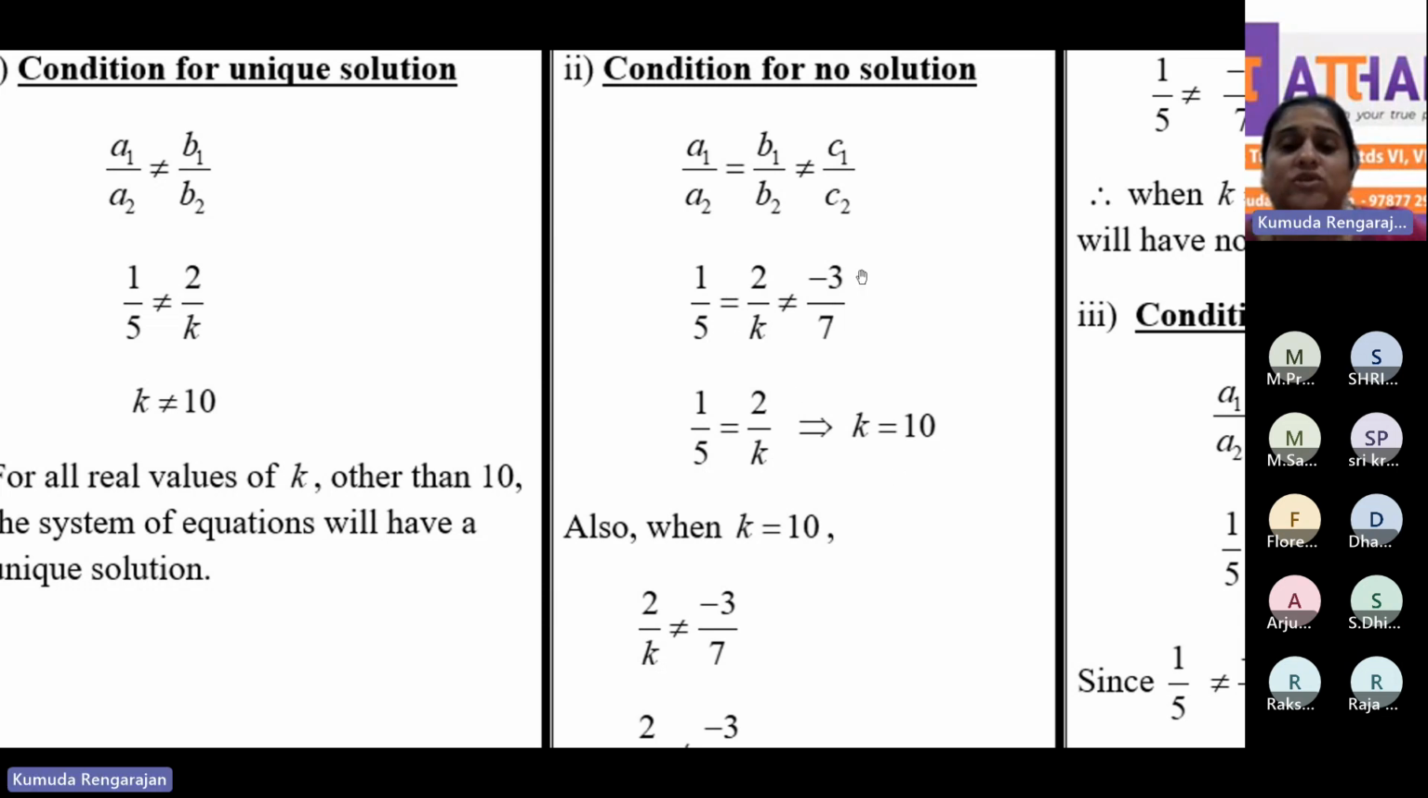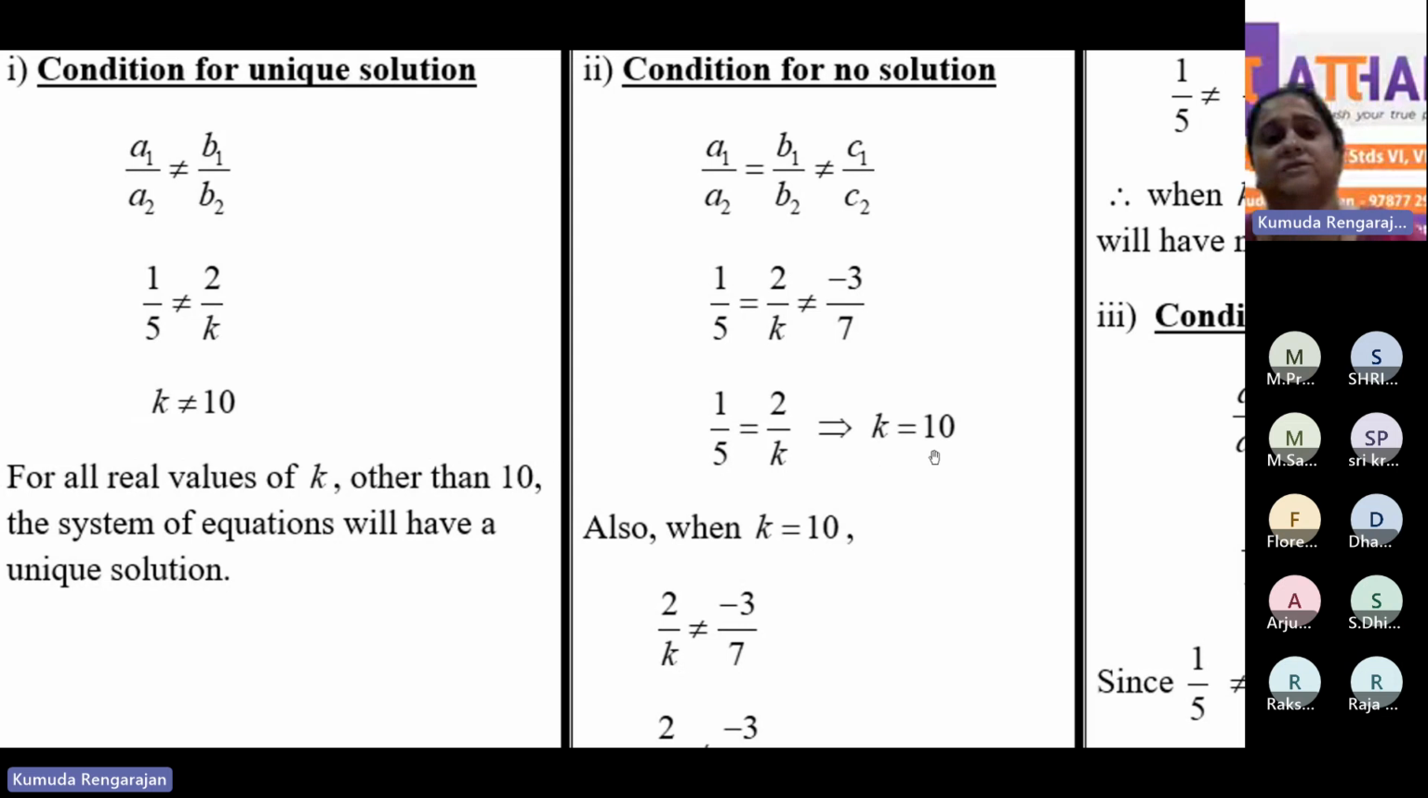Now you must check that for the second part. It's given that 2 by K should not be equal to minus 3 by 7. You must check that. Actually, sometimes in schools, they'll stop here. The question is to find the value of K and we got the value of K. K is 10. You can stop here also.